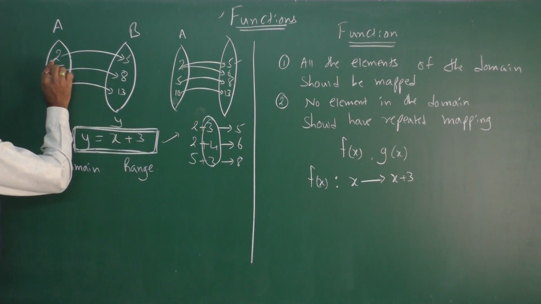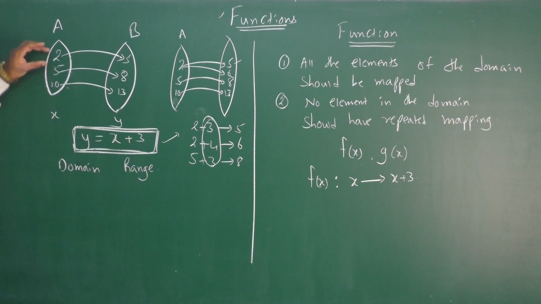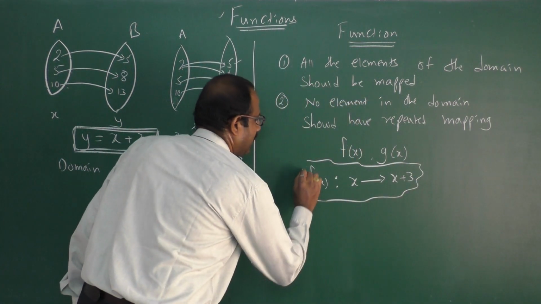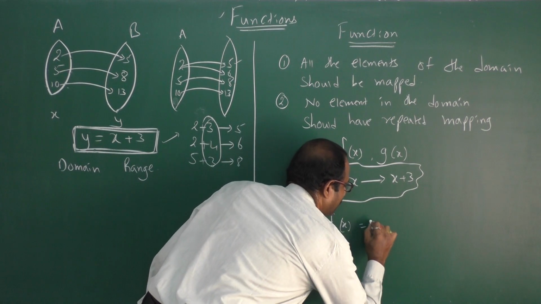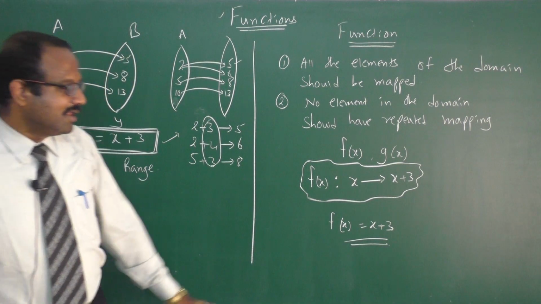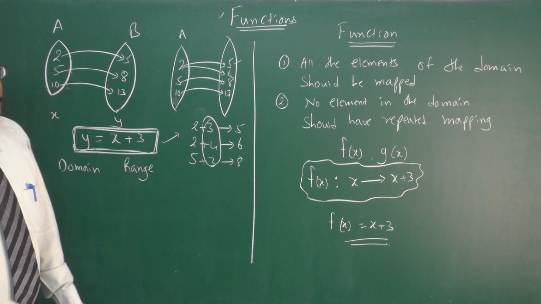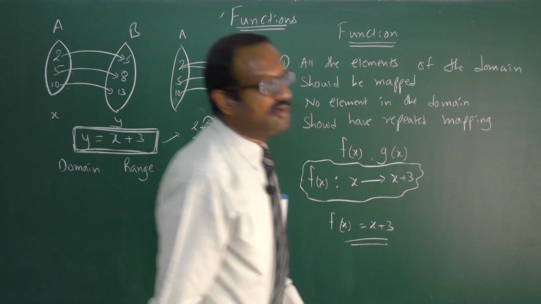It means if I take one element x, that will be mapped to x plus 3. In this example, if I take 2, 2 is mapped to 2 plus 3, that is 5. So this is how we write a function. But in short form, we write directly f(x) = x + 3. Then it is understood that x is mapping to x plus 3. This is what you have to know, and this is the basic concept of a function.